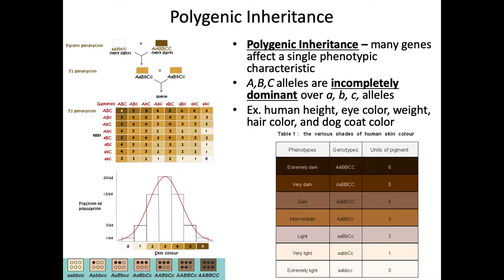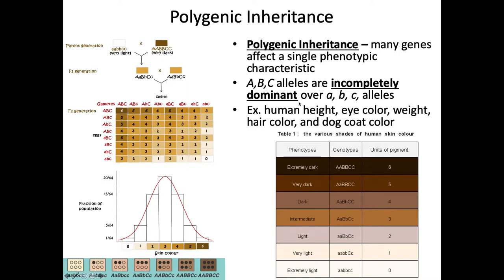The next pattern is called polygenic inheritance. This is kind of like the opposite of pleiotropy, where many genes will actually affect one character, one trait, one phenotype. A really good example is your skin color. Your skin color is actually controlled by three genes, and you can have a total of six alleles. So remember, two alleles per gene.